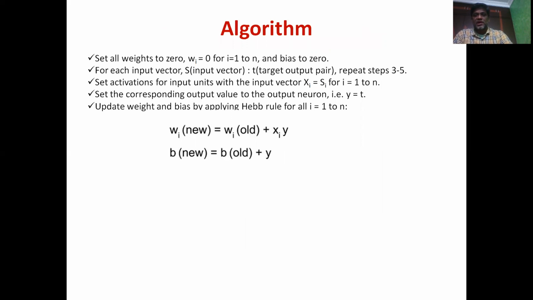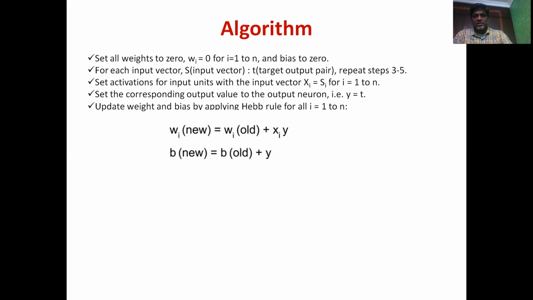So this is the Hebbian learning algorithm. The first step in the algorithm is to initialize all the weights, including bias, to 0. So every weight in the neural network will be initialized to 0, along with the bias weight also. The second step is, for each input vector s and the corresponding target vector, 3 steps will be repeated.